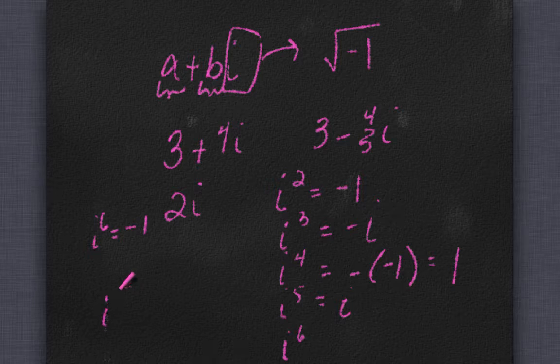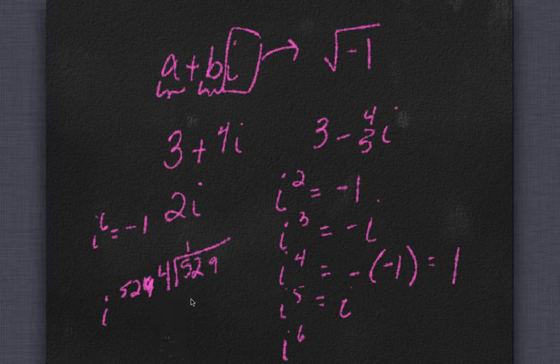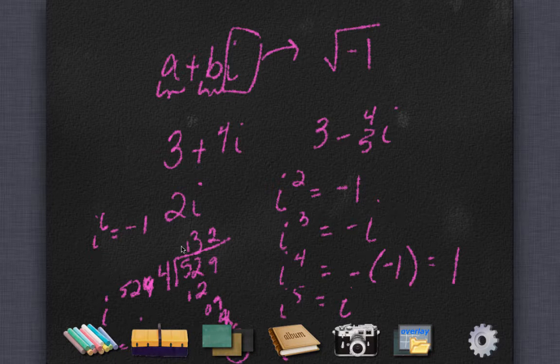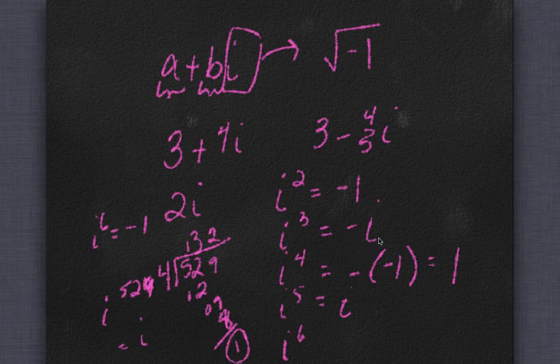So if you have i to the, say, 529, then you say, okay, 529 divided by 4. The remainder is what tells you what to do. So it's i. If that remainder had been 2, it would be -1. If the remainder had been 3, it would have been -i, and so forth. Just keep cycling through like that.